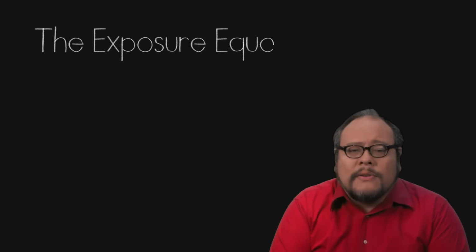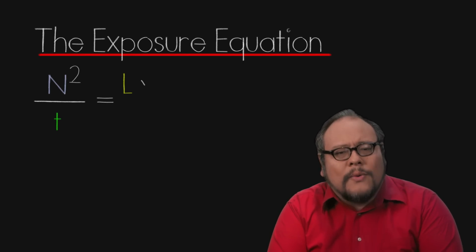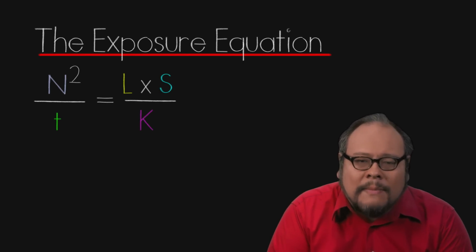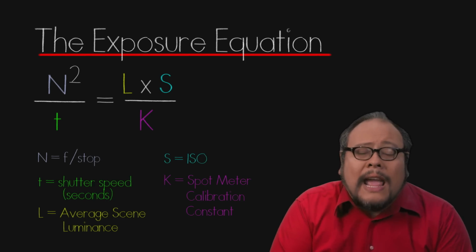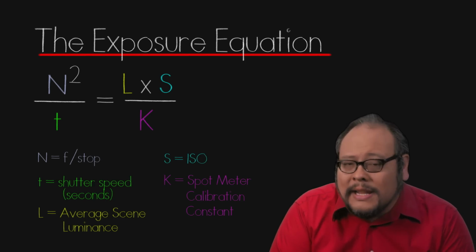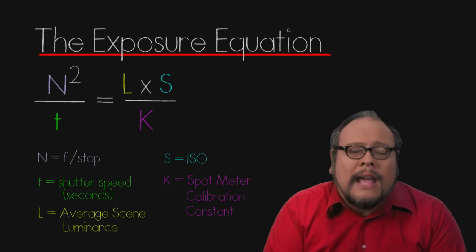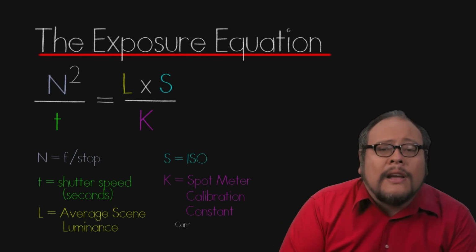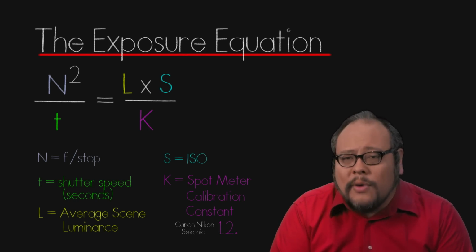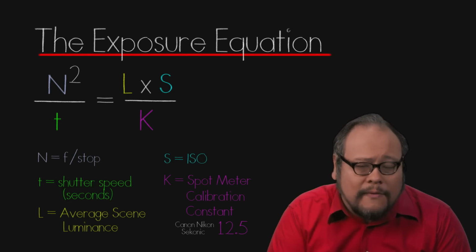Here is the exposure equation. N squared divided by T equals L times S divided by K, where N is the f-stop, T is the shutter speed, L is the average scene luminance in candelas per meter squared, S is the ISO value, and K is the meter calibration constant. Canon, Nikon, and Sekonic use 12.5, but this value can range from 10.6 to 13.4.